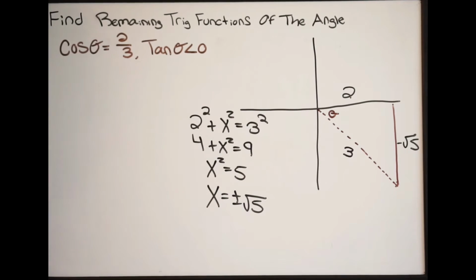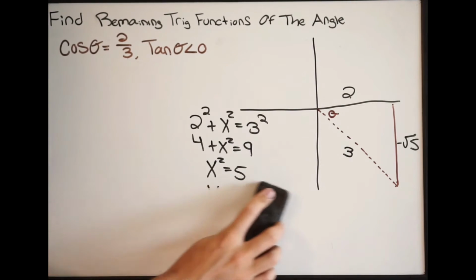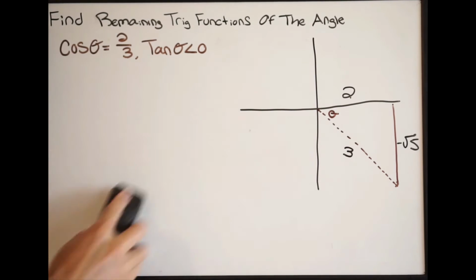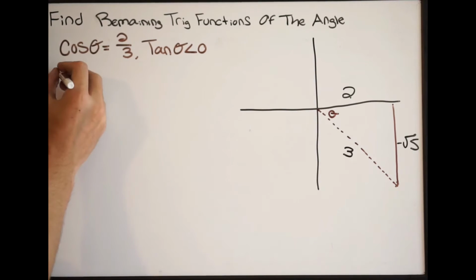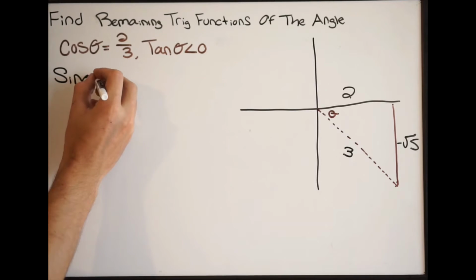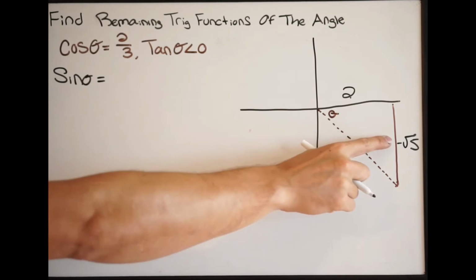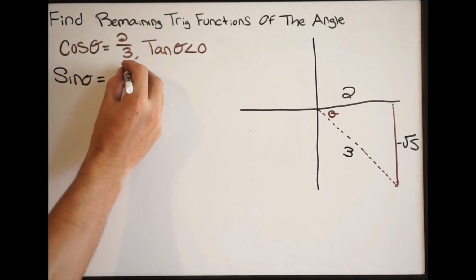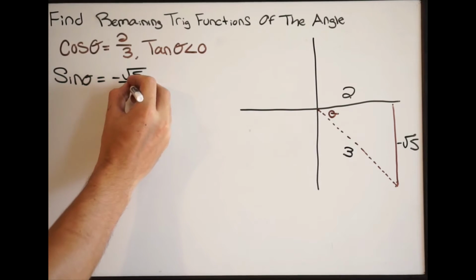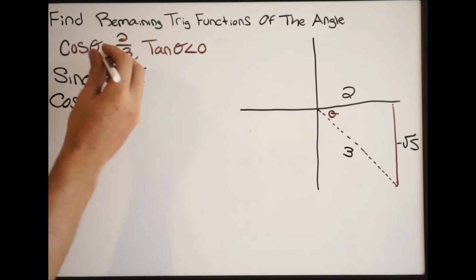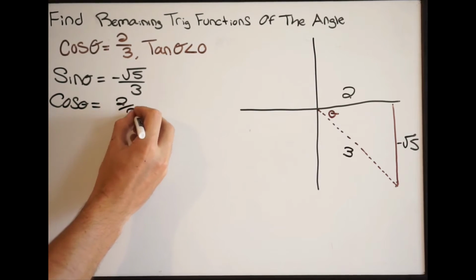Now, let's go ahead and find the missing trig functions of the angle. So we're going to go ahead and erase this. We're done with this. And let's just start finding them. So we're going to say sine theta equals, well, sine is opposite over hypotenuse. So in this case, opposite over hypotenuse, that's going to be negative square root of 5 all over 3. Cosine we're already given, but we'll write it in. It's going to be 2 over 3.